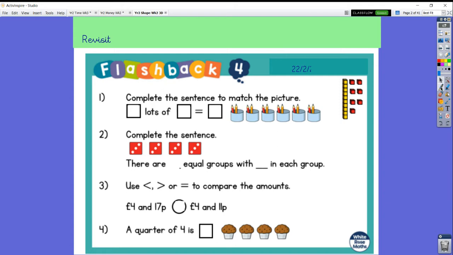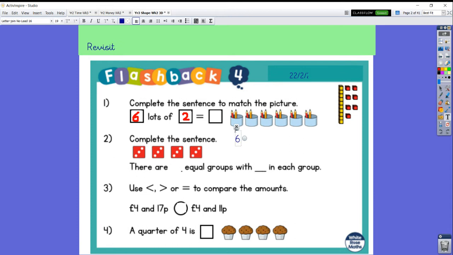Brilliant. So what have we got here? Complete the sentence to match the picture. So lots of equals. So I've got 1, 2, 3, 4, 5, 6. So I've got 6 lots of, how many lots are there? 6 lots of 2. So I am going to be doing 6 times 2. Let's just write that down.